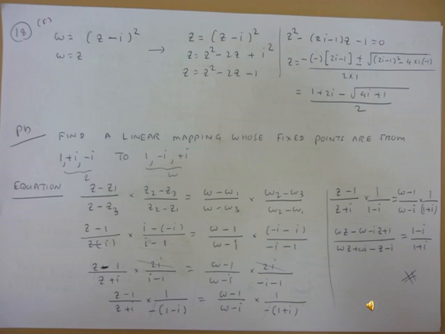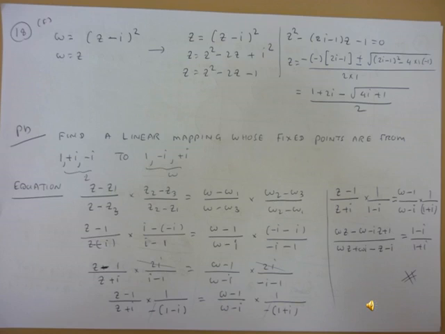So z squared minus (2i plus 1) z minus 1 equals 0. Therefore, z equals (2i plus 1) plus or minus the square root of (2i plus 1) squared minus 4 multiplied by 1 multiplied by minus 1, divided by 2 multiplied by 1. So z equals (1 plus 2i) plus or minus the square root of (4i plus 1), divided by 2. So this is the answer.